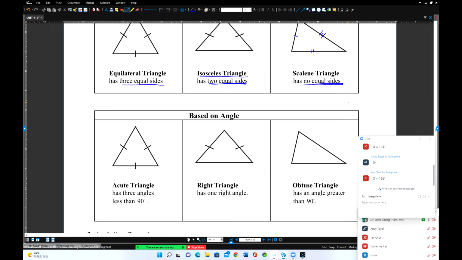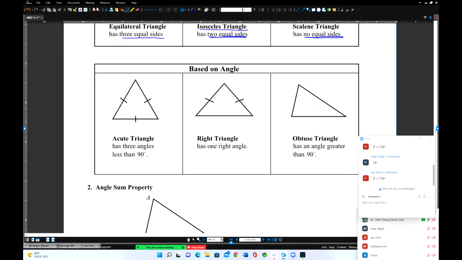The next one is based on angle. Don't care about the side, just care about the angle. The first one is when all angles are less than 90. We said the triangle is an acute triangle. Memorize acute triangle, all angles less than 90 degrees, not side. Now we got only one right angle. We said, right triangles.